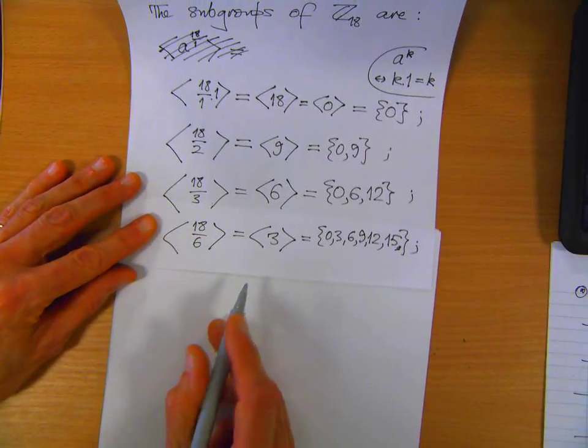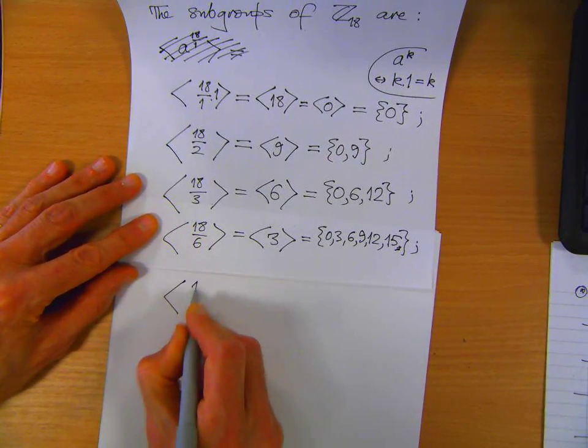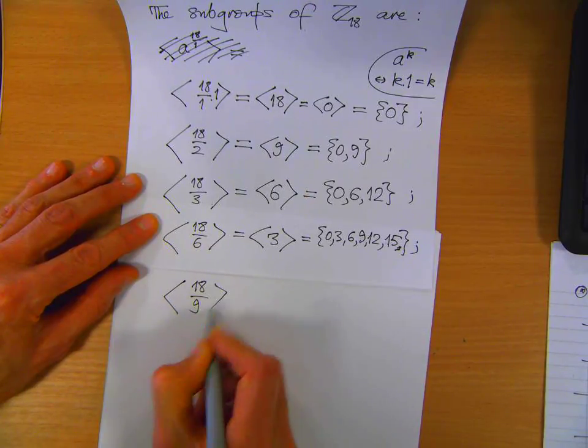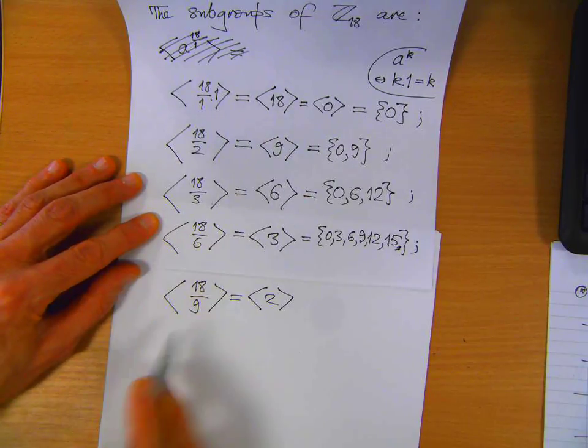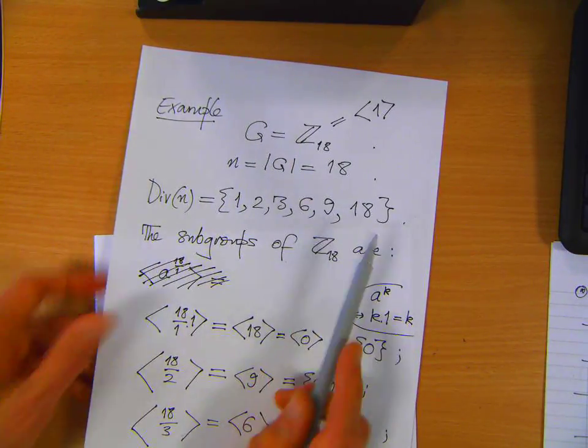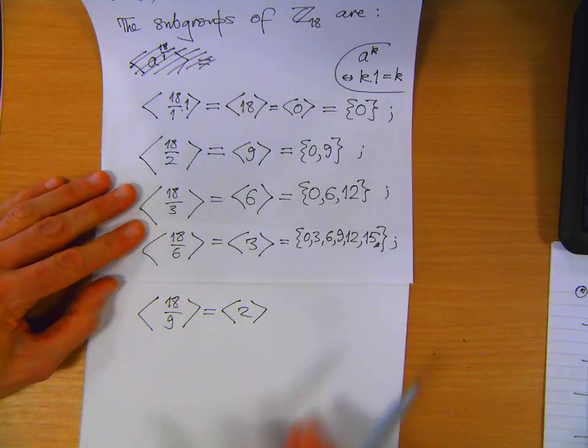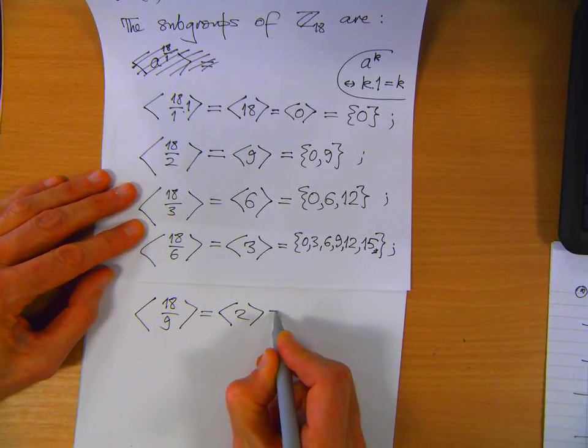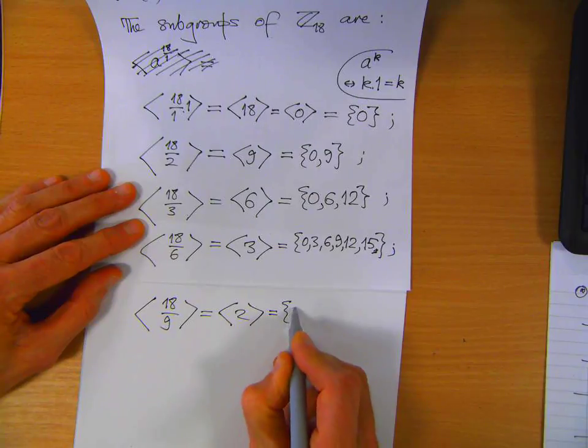So we'll carry on slightly more quickly now. The next generator is going to be 2, which is coming from 18 over 9, because 9 was the next divisor on the list. So this is going to be a subgroup of order 9.